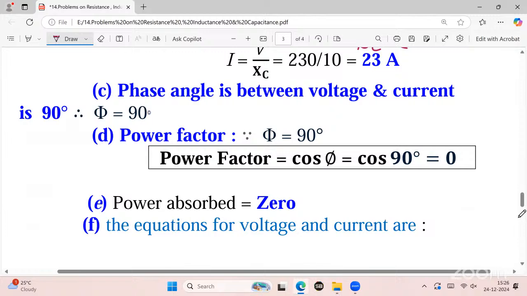The phase angle between voltage and current is 90 degrees. Phi is equal to 90. Power factor is cos phi, cos 90, which is 0. Power consumed is 0. Why is it 0? No resistance, no heat. It is an impossible case.